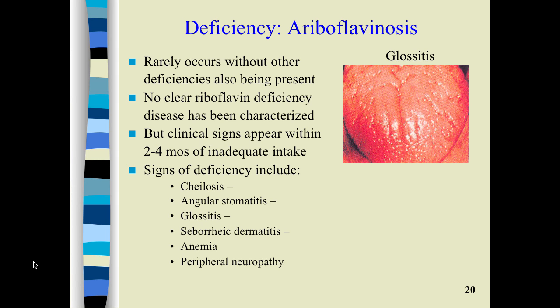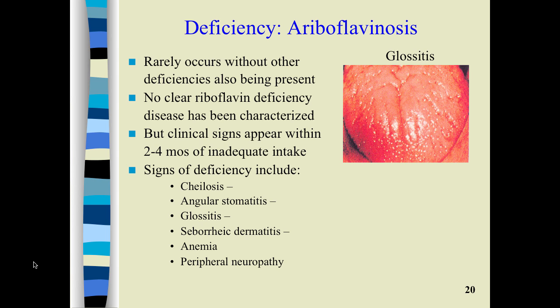So, deficiency. What is a functional assay? That means you are using a functional test to assess a person's, in this case, nutrient status. Yeah, you're measuring the functional activity of an enzyme in that case. Okay? Deficiency of riboflavin is called ariboflavinosis, and it rarely occurs without other deficiencies also being present. No clear riboflavin deficiency disease has been characterized, and all that means is most of the time if you have a riboflavin deficiency, it overlaps with other deficiencies.